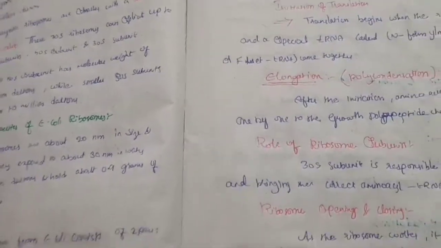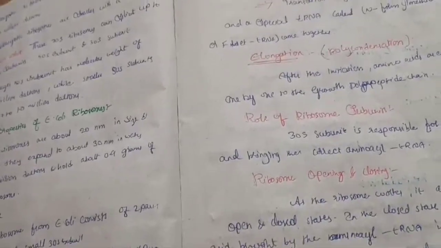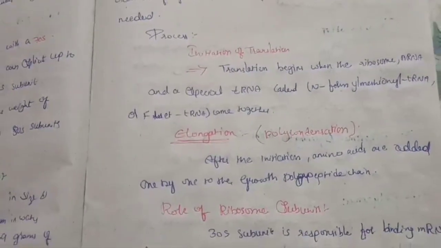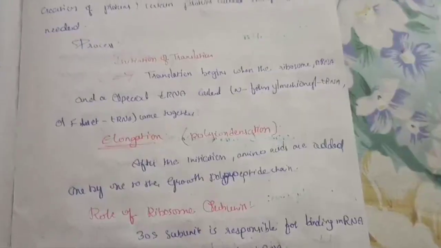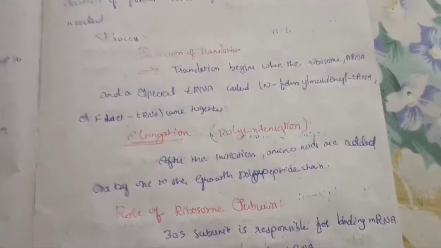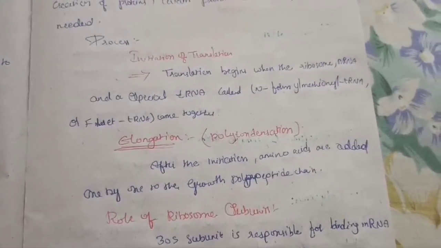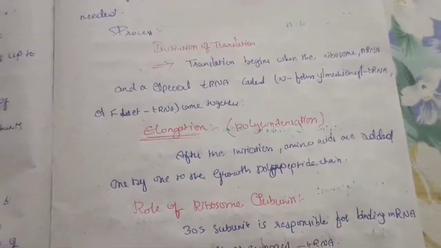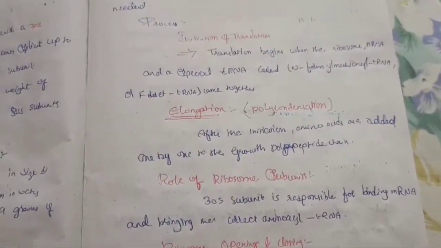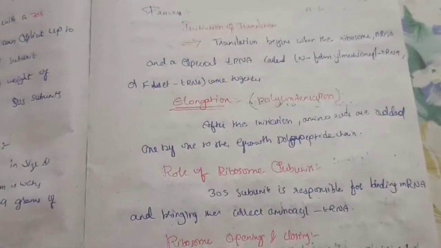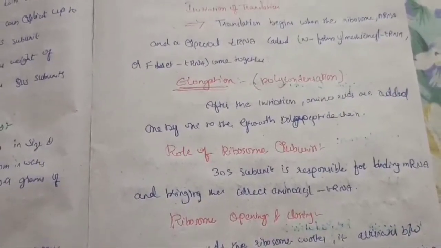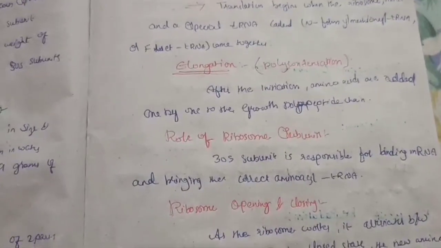Translation begins with the initiation, that is, the synthesis of the first peptide linkage. In the initiation of translation, the ribosome, mRNA and a special tRNA called N-formylmethionyl tRNA come together. Next, elongation, which you can call polycondensation. After the initiation, amino acids are added one by one to the growing polypeptide chain.